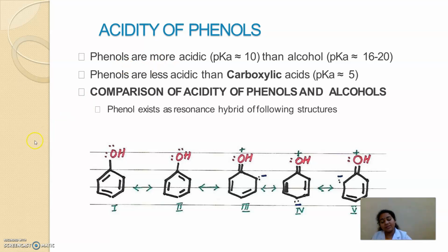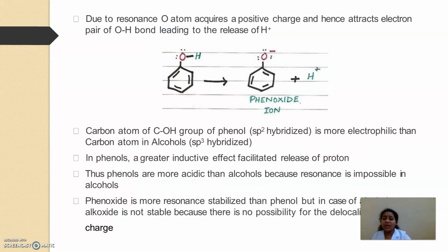So if we check here, the hydroxyl group which is attached to the phenol has a lone pair of electrons, and we know the benzene ring which contains phenol has double bonds. So there is a shifting of charges over there. So phenol can exist in different resonance structures. Here we can see, it has high resonance ability. Due to this resonance, the oxygen atom acquires a positive charge and hence attracts the electron pair of the OH bond, leading to the release of H plus.